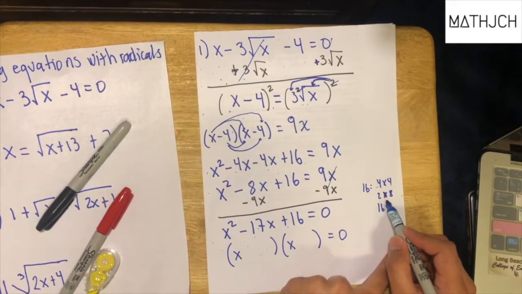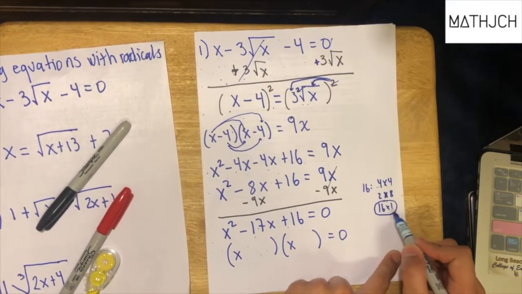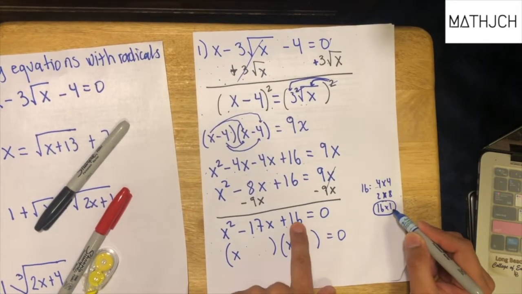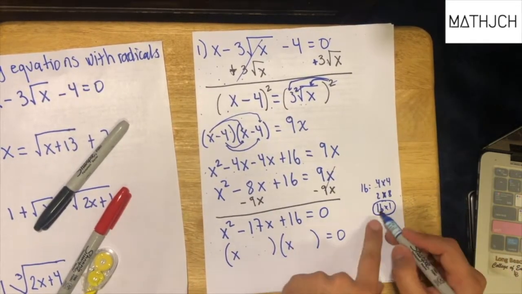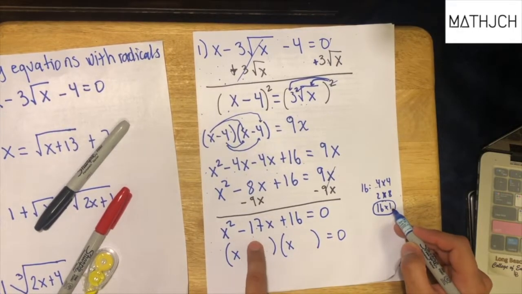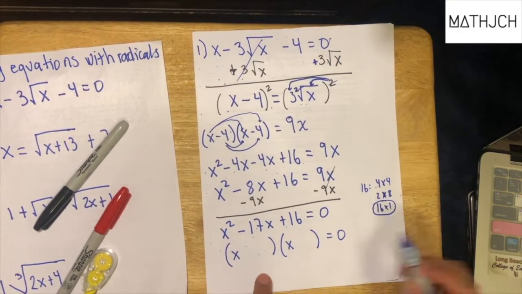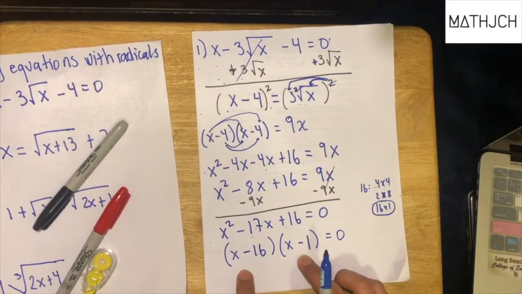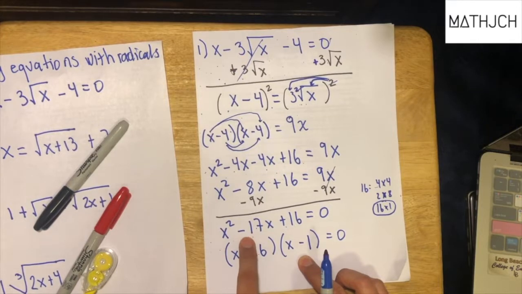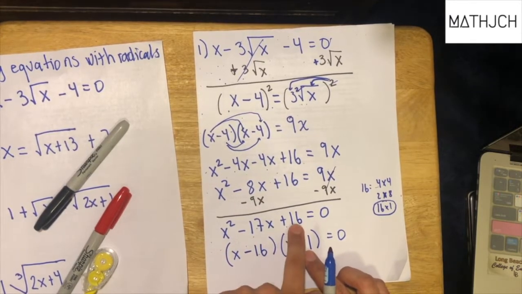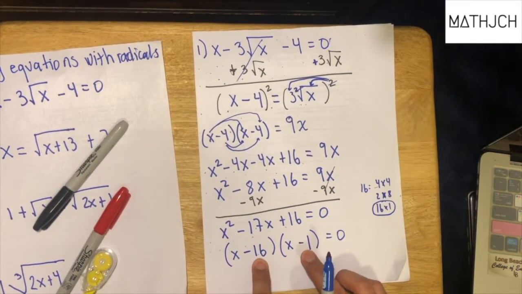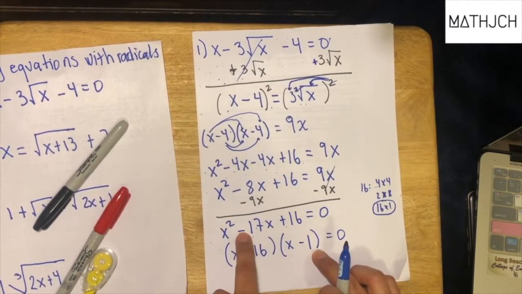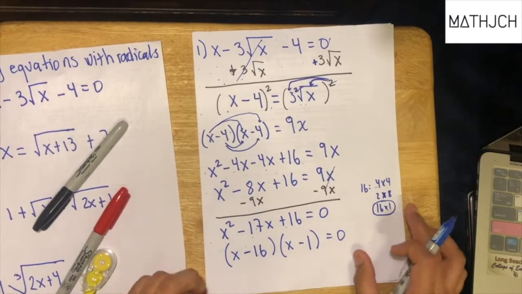Now, notice this one, 16 times 1, so that means that negative 16 times negative 1 gives us 16. And when we combine them, negative 16 minus 1, we get negative 17. That means that those are gonna be our factors. And both negative, because we want to get negative 17 and also positive 16. Negative 16 times negative 1, positive 16. Negative 16 minus 1, minus 17x. So we're good to go.